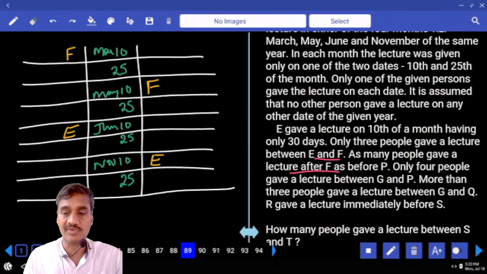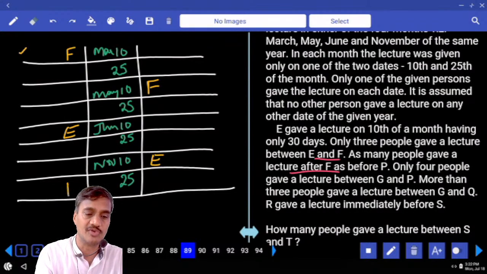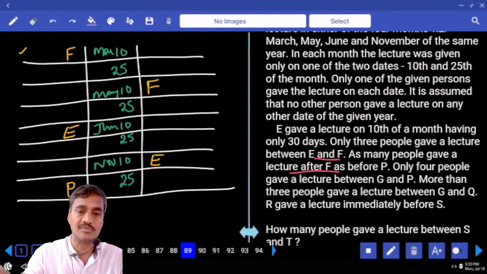As many people give a lecture after F as before P. After F there are 7, before P there are 7. After F, how many people are there? F is third from the top, and F is third from the bottom.